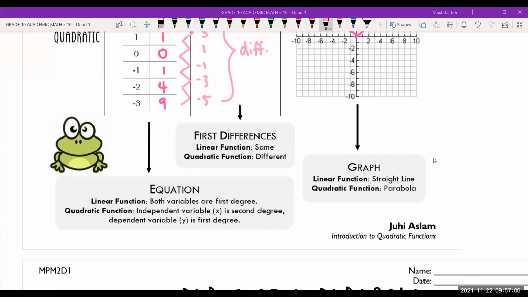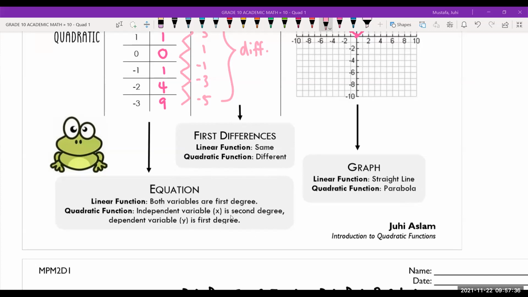I wrote it down in these little square things here. So for a graph, a linear function is a straight line, a quadratic function is a parabola. For first differences, a linear function has all the same first differences and a quadratic function has different first differences. And in an equation, both variables are first degree. That means it's always going to be y to the power of 1 and x to the power of 1. However, for a quadratic function, your x value is going to be to the power of 2 and your y value is going to be to the power of 1.